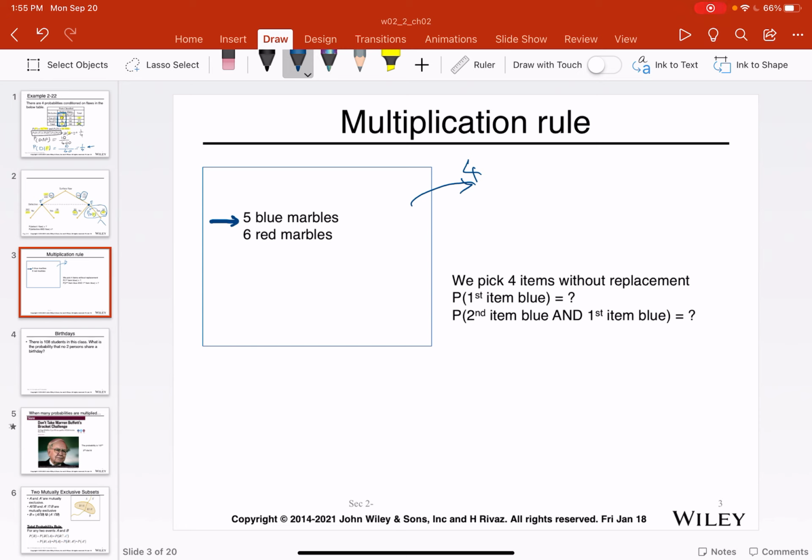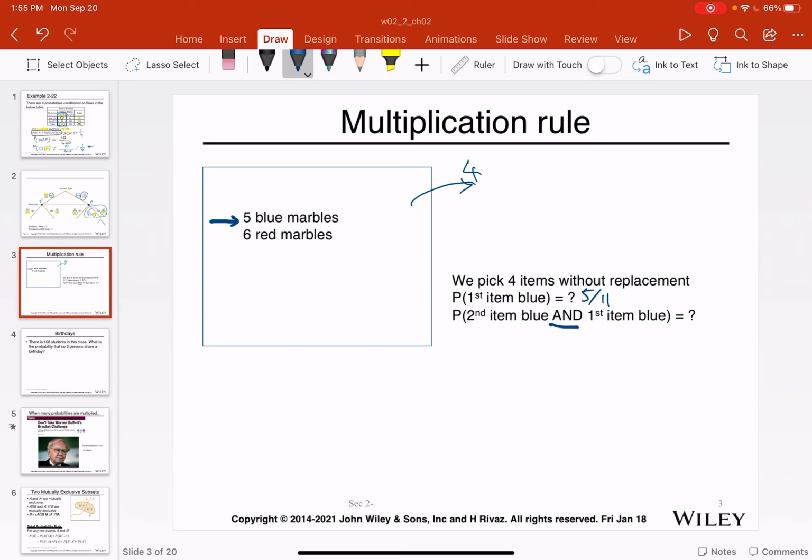So that's going to be 5 divided by 11, right? Because I have a total of 11 marbles, the probability that the first marble I remove is blue is 5 divided by 11, right? Now, the second question is, what's the probability of the second item being blue and the first item being blue, right? So it's an and, it's not conditioned, right?